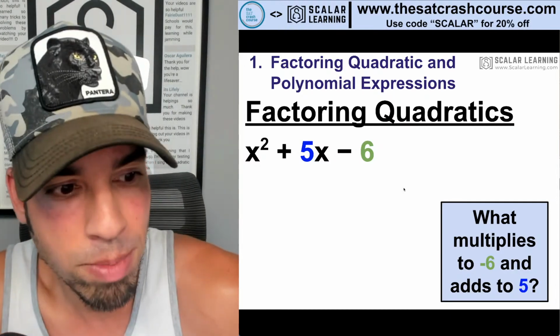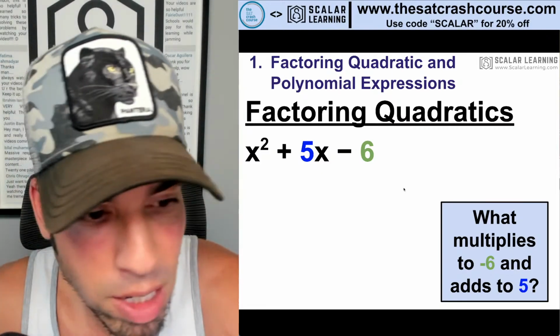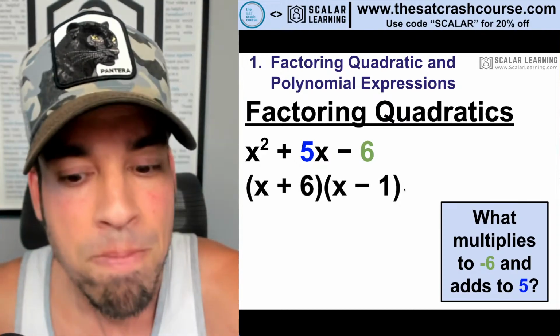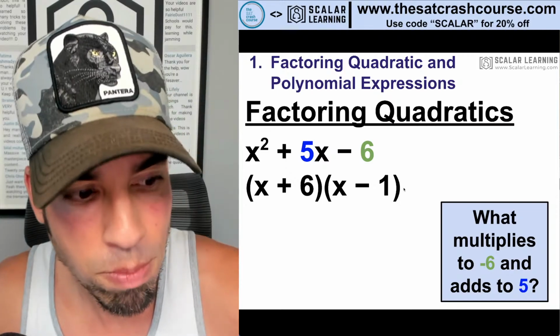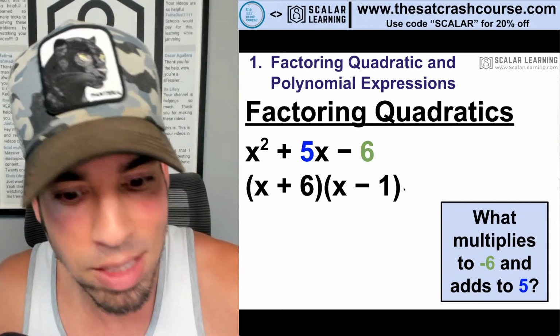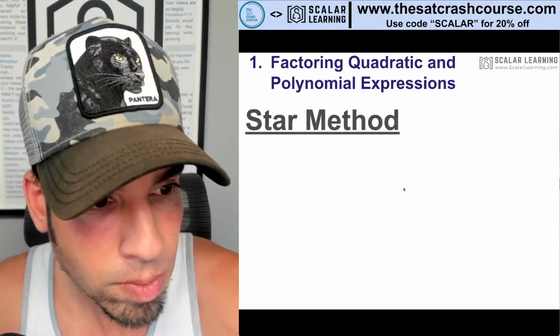But then I see Cole in the mix. He's got a 6 and a -1. Those do multiply to -6, and they do indeed add to +5. So let's check it out. It is 6 and -1, and that's how you factor it. You just break it up as follows. X plus 6 because it's +6. X minus 1 because it's -1. Boom, done. Okay, moving along.